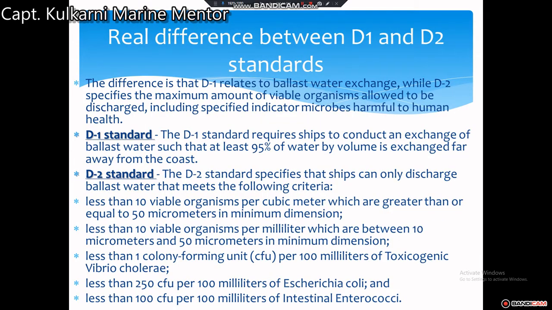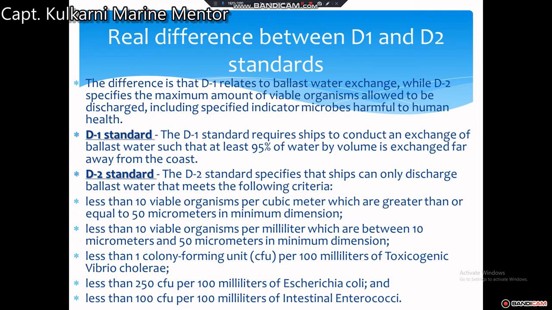Between the D1 and D2 standards, the difference is that D1 relates to the ballast water exchange, while D2 specifies the maximum amount of viable organisms allowed to be discharged, including specified indicator microbes harmful to human health. In the D1 standard, we are talking about the exchange of ballast water, where at least 95% of the water is getting exchanged. The D2 standard is not talking about the exchange; it is talking directly about how many organisms are going to be remaining after the treatment or the treatment plant.